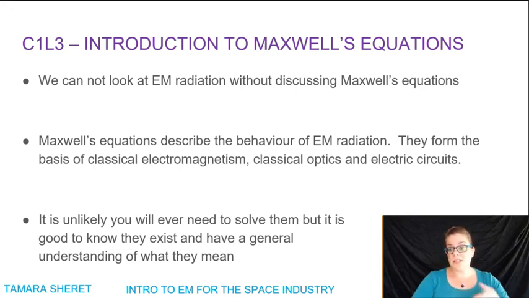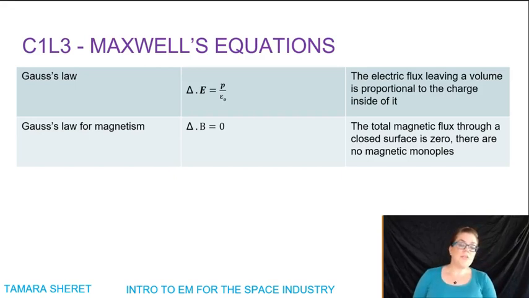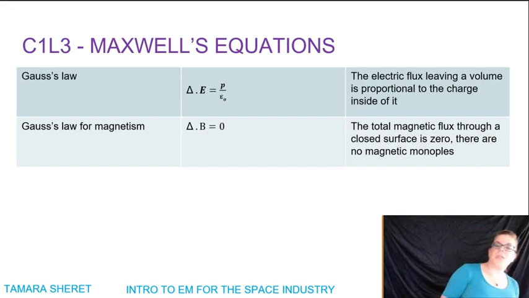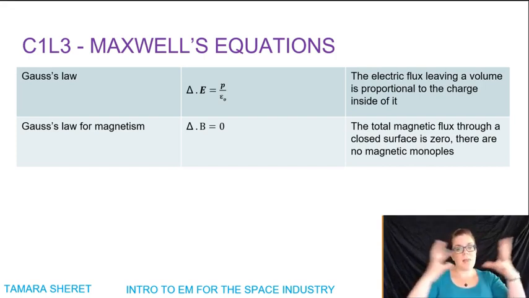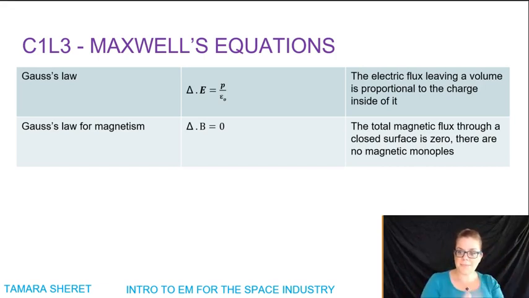Maxwell's equations is actually 4 different equations that Maxwell brought together, added some little bits in, and they've become known as Maxwell's equations. The first two are called Gauss's law and Gauss's law for magnetism. The first one is looking at the electric flux, and it explains how that works within a volume of space. Gauss's law for magnetism tells you about magnetic monopoles, that they cannot exist.